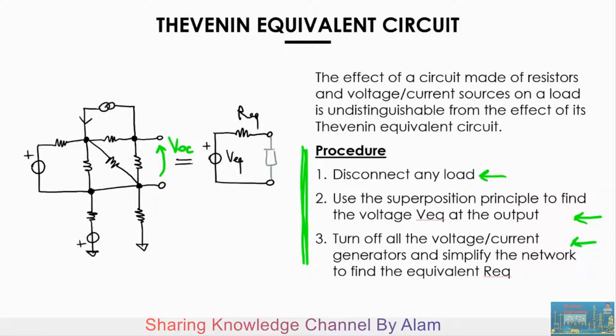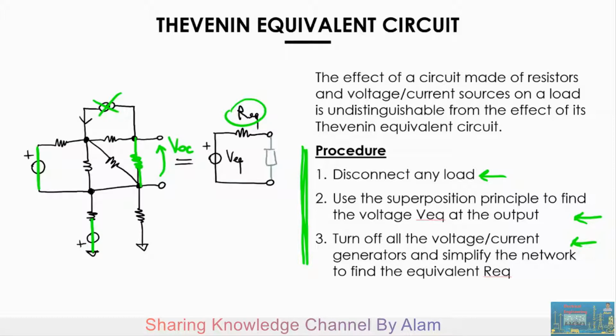Step 3. Turn off all the generators in the circuit and simplify the network of the resistors till you're left with one resistor at the output port. That will be the value of the resistance in the Thevenin equivalent circuit. So in this case, we will turn off all the generators, which means the current source becomes open, the voltage sources become shorts, and then all we are left with is a network of resistors. And we can do series and parallel until we simplify it all, and we are just left with one resistor between the two terminals of the port that we are considering. The value of that resistance will be equivalent to the R equivalent of the Thevenin equivalent circuit.